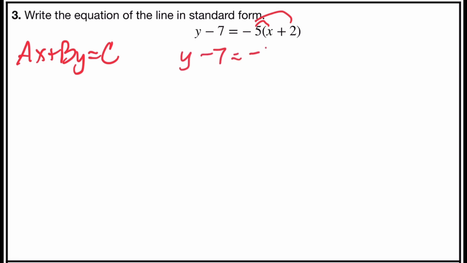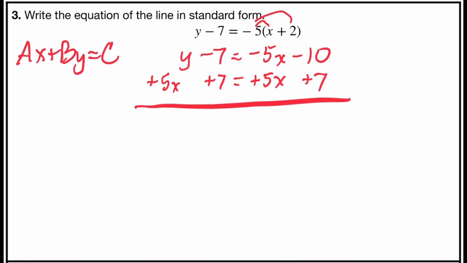Negative 5 times x is negative 5x, and negative 5 times 2 is negative 10. Now I need to put my x term on the left side and my number term on the right side. So I'm going to add 5x to both sides, and I'm also going to add 7 to both sides.